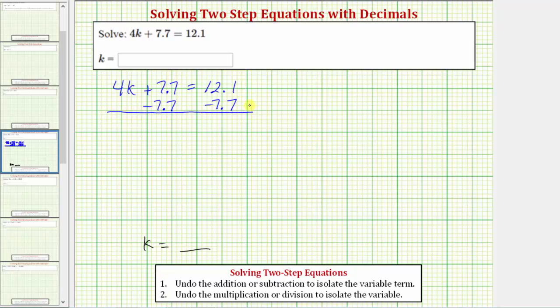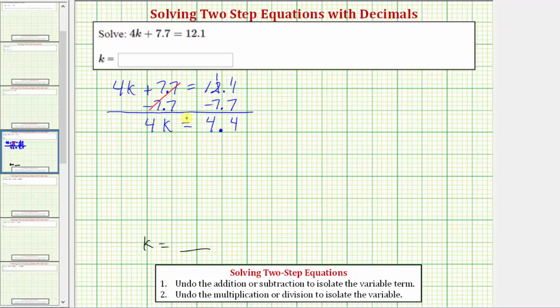Simplifying, the minus 7.7 undoes the plus 7.7, or 7.7 minus 7.7 is 0, so these two terms simplify out, leaving us with just 4k on the left side. So we have 4k equals, now we need to find the difference on the right, so we'll move the decimal point down to the difference and begin subtracting. We need to perform an exchange here. We'll change the 2 to a 1, and now we have 11 tenths. 11 minus 7 is 4, and 11 minus 7 again is 4. So now we have 4k equals 4.4, or 4 times k equals 4.4.